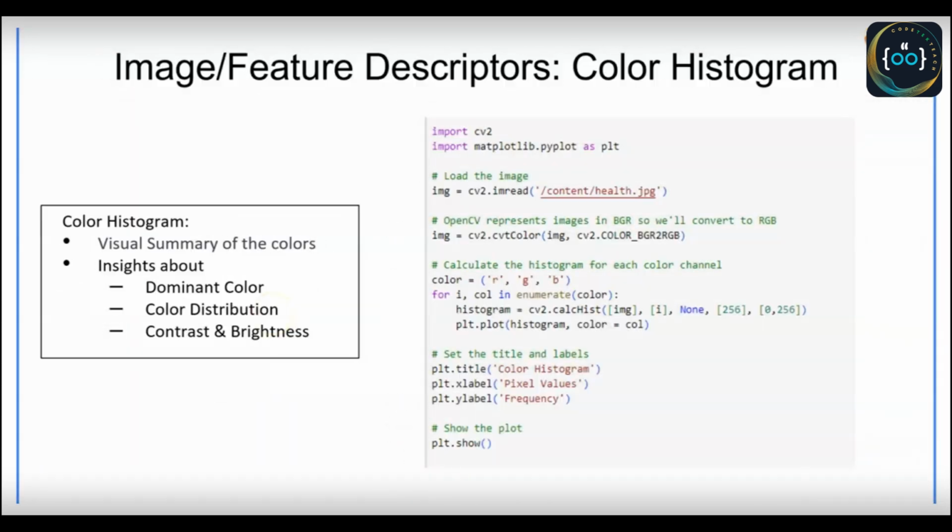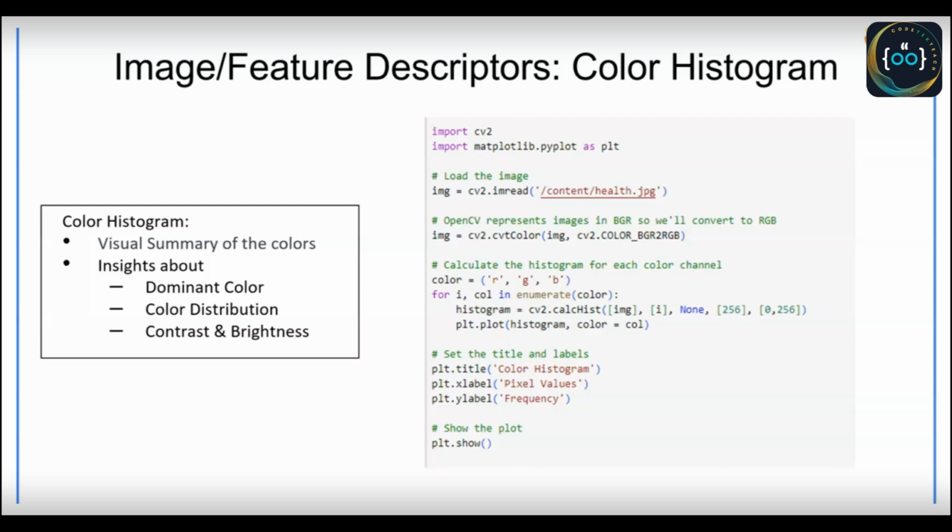A color histogram in image processing and computer vision is a representation of the distribution of colors in an image. It provides a visual summary of the colors present in the image by quantifying the colors into a finite number of bins and then counting the number of pixels that fall into each bin.